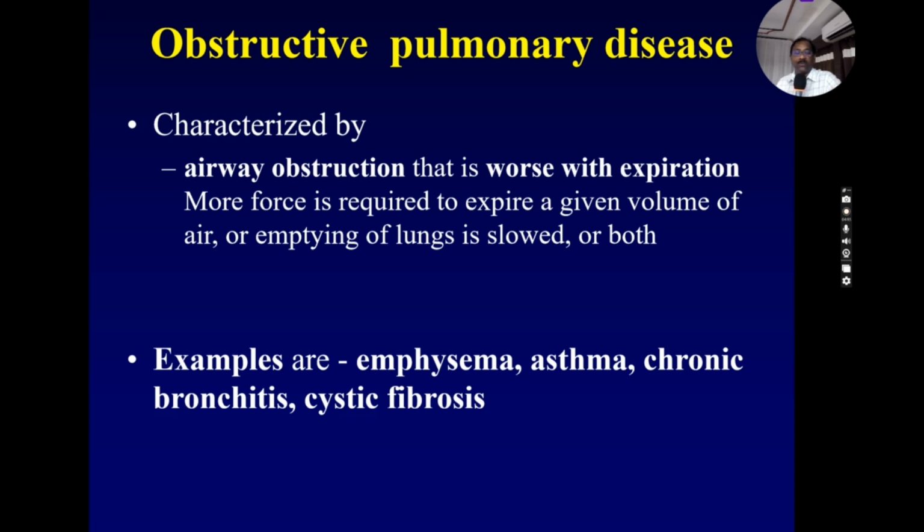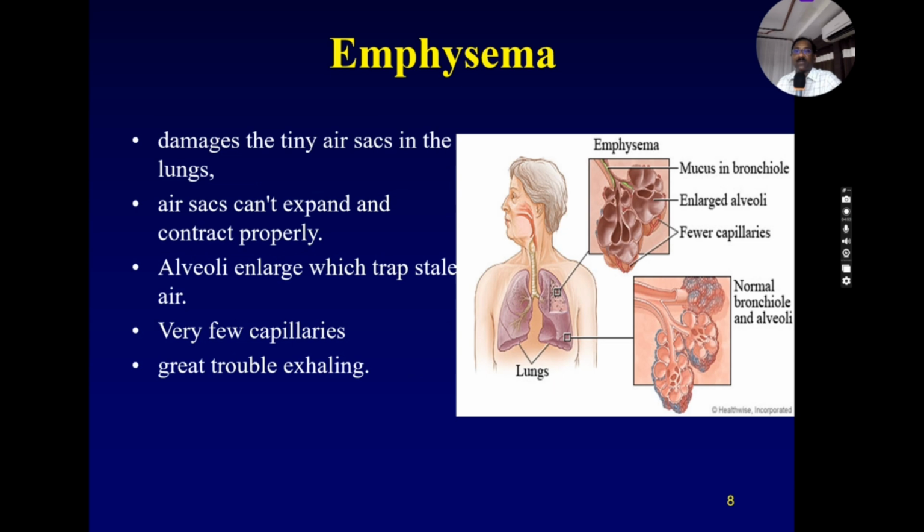So here are all the examples you know. In emphysema, there is damage to the tiny air sacs in the lungs. The air sacs can't expand and contract properly. The alveoli enlarge, which traps stale air, there are very few capillaries, and there is great trouble exhaling. If you see the picture, the normal picture and the abnormal picture, the upper one is the abnormal and the lower one is the normal. In the normal bronchioles and alveoli, you will have very good capillaries, the alveoli are not enlarged, and there is no mucus. But in emphysema, there will be mucus in the bronchioles, the alveoli are enlarged with a thin wall, and there will be very, very few capillaries, which leads to emphysema.